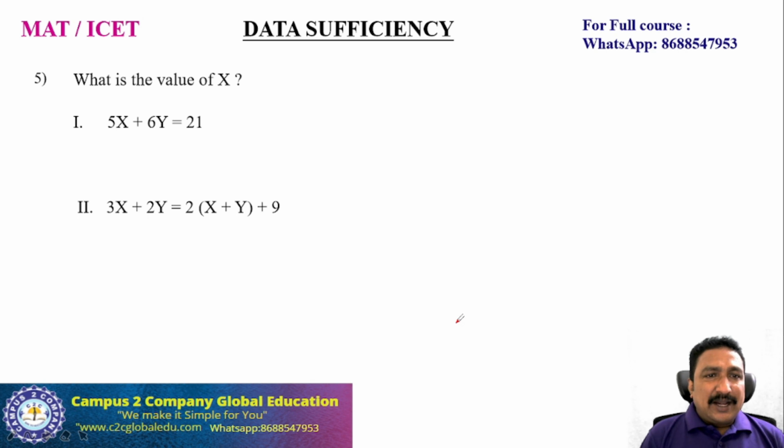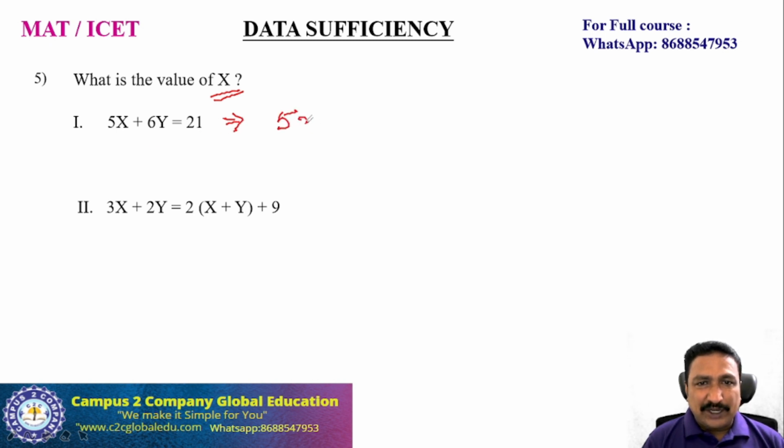Now look at the next question, friends. What is the value of x? So here also they are asking what is the value of x. How to answer this question? Now look at the first statement. By using the first statement, 5x plus 6y is equal to 21. So 5x plus 6y is equal to 21 means, according to the simple equation basics, here we cannot find out the value of x.